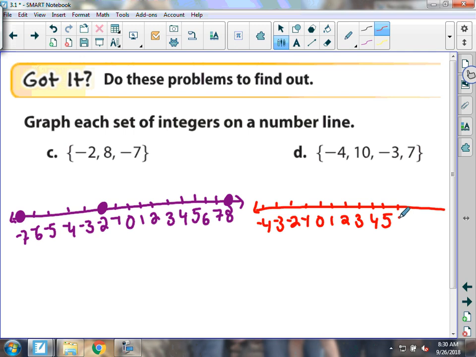And my largest is 10. So I'll put a dot at -4, a dot at 10, a dot at -3, and a dot at +7. That's what that number line should look like. So if you got them right, good job. If you got them wrong, check to see what it is that you got wrong.